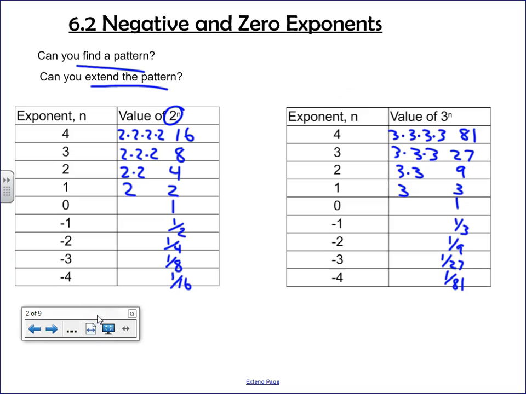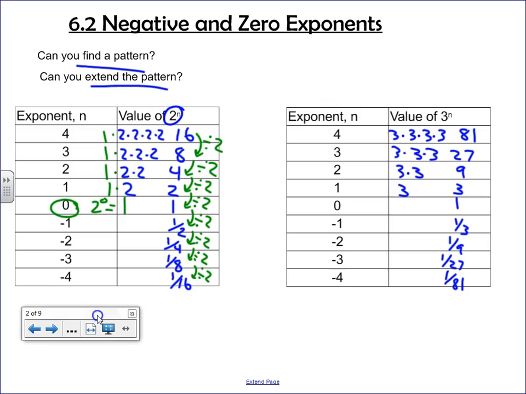Because the pattern is we're dividing by 2 as we go down our chart. So this has to be 1 if it follows that same pattern. This has to be a half, and a fourth, and an eighth, and 1/16. Because we have 0 2's, 2 to the 0 means we have 0 2's, but 1 is always a factor of everything. 1 times all of these. It's the hidden imaginary factor.